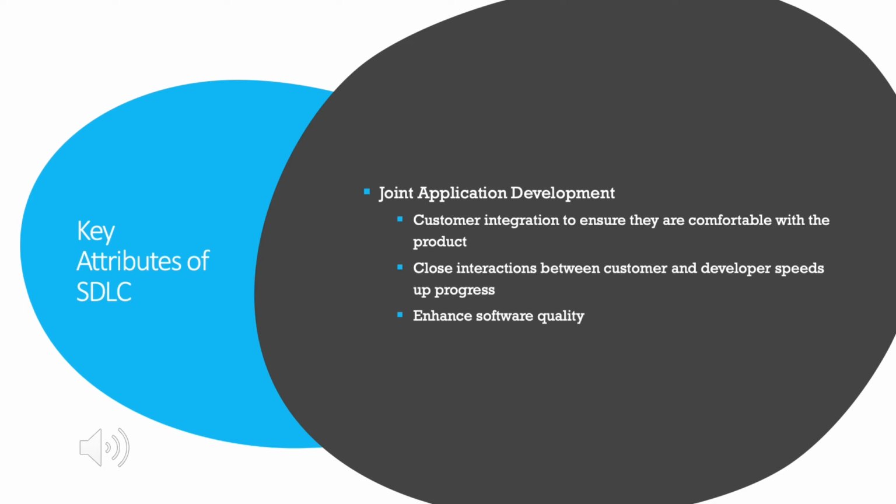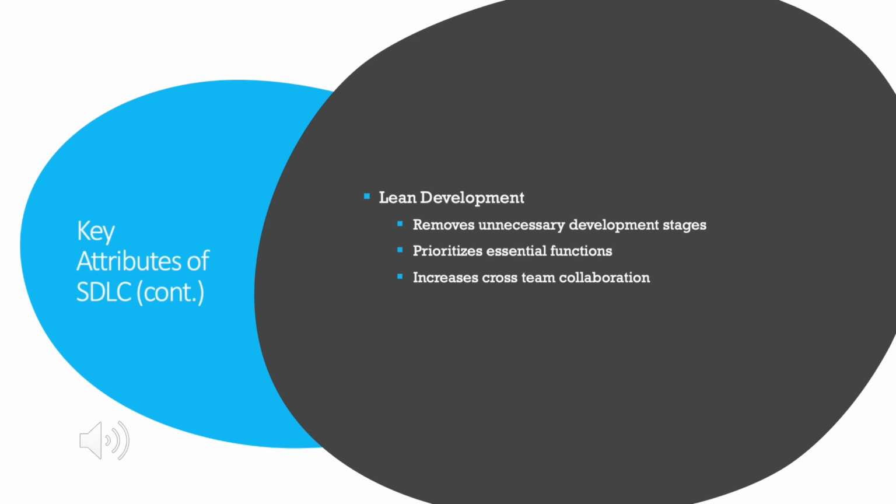Key attributes of a successful SDLC implementation include JAD, Joint Application Development. This involves customer integration, close interaction between customer and developers, and enhanced software quality. Lean development is another successful SDLC model. Lean provides the following: it removes unnecessary development stages, it prioritizes essential functions, and it increases cross-team collaboration.